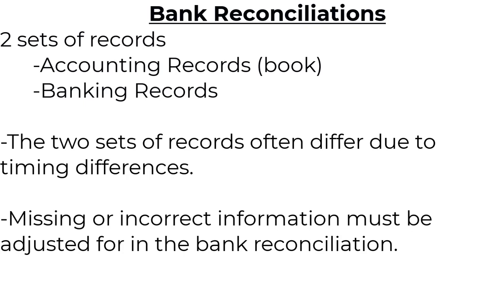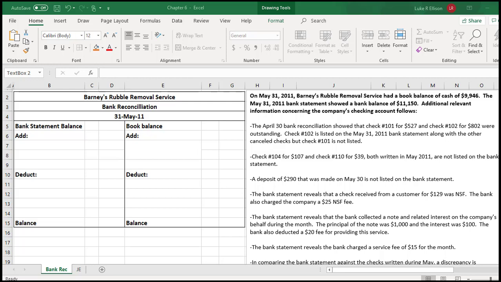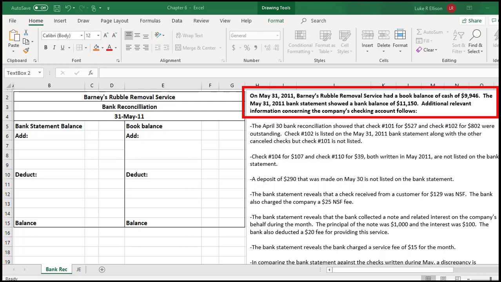Okay, so here we have a problem related to Barney's Rubble Removal Service. The problem says, on May 31st, 2011, Barney's Rubble Removal Service had a book balance of cash of $9,946. The May 31st, 2011 bank statement showed a bank balance of $11,150. Additional relevant information concerning the company's checking account follows.